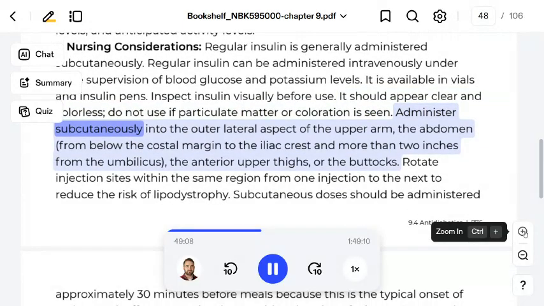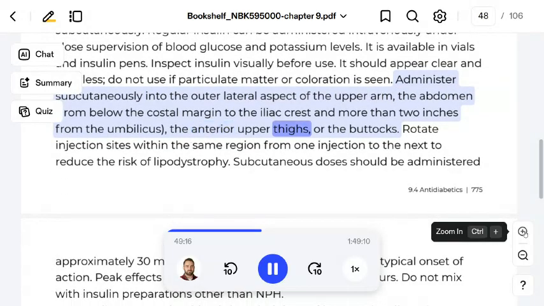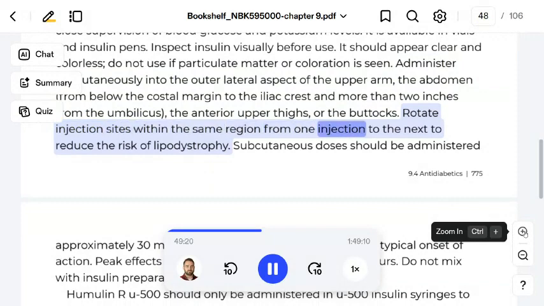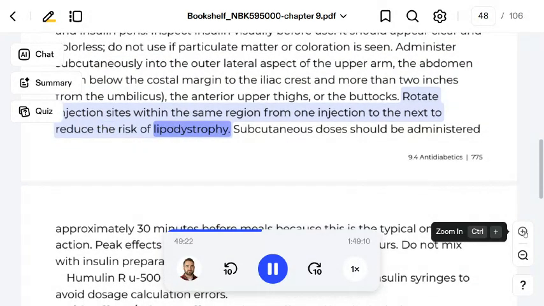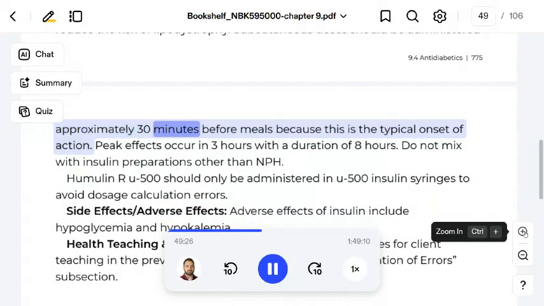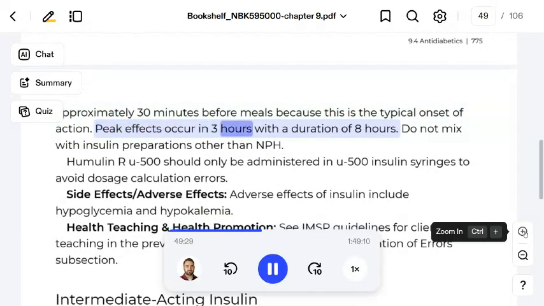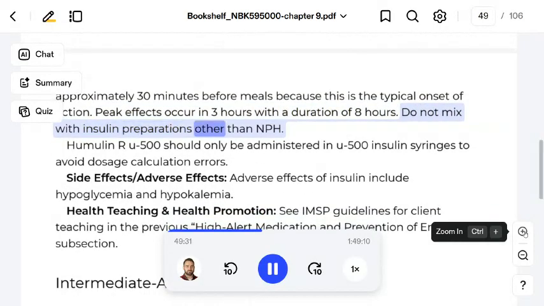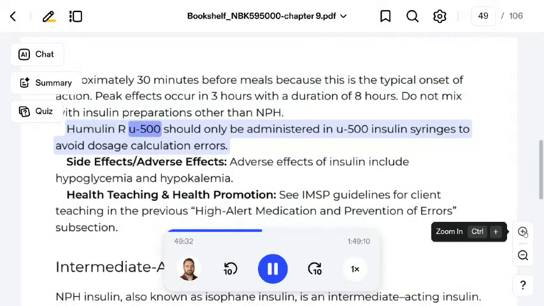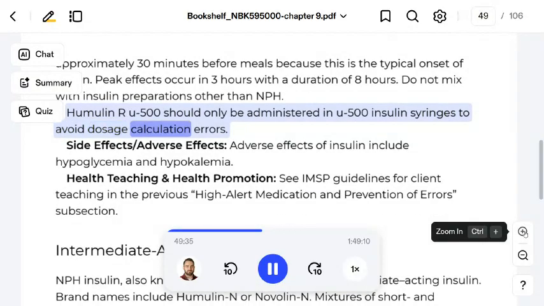Administer subcutaneously into the outer lateral aspect of the upper arm, the abdomen, the anterior upper thighs, or the buttocks. Rotate injection sites within the same region from one injection to the next to reduce the risk of lipodystrophy. Subcutaneous doses should be administered approximately 30 minutes before meals because this is the typical onset of action. Peak effects occur in 3 hours with a duration of 8 hours. Do not mix with insulin preparations other than NPH. Humulin R U500 should only be administered in U500 insulin syringes to avoid dosage calculation errors.